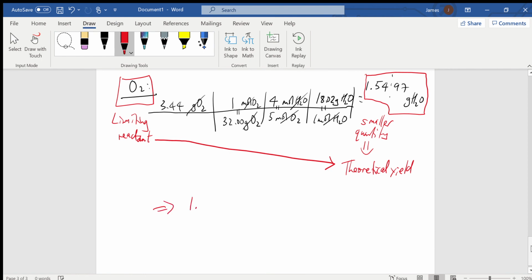Okay, so the answer to my question, how many grams of water are produced? 1.55, we'll round it now, grams of water produced. And that's how you extend our discussion of bacon egg sandwiches to real chemistry.